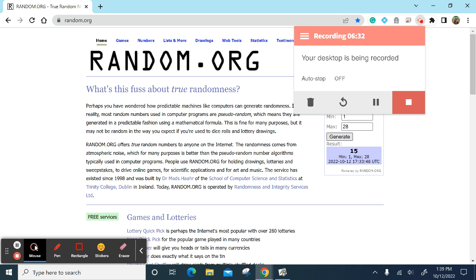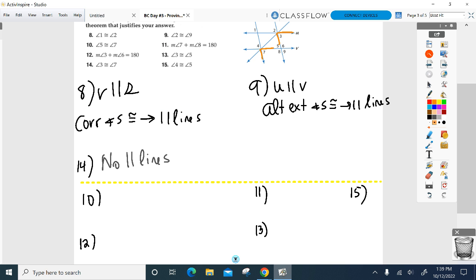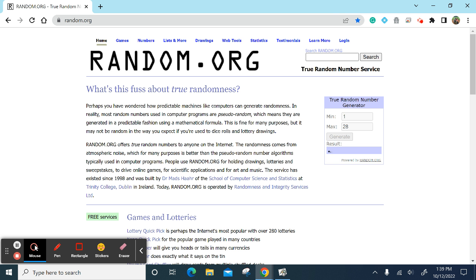What lines were parallel? Let's start with 14. What lines were parallel? 5 and 7? Because those angles were alternate interior, correct. 5 and 7 were alternate interior. 11, here we go. What lines were parallel with number 11?